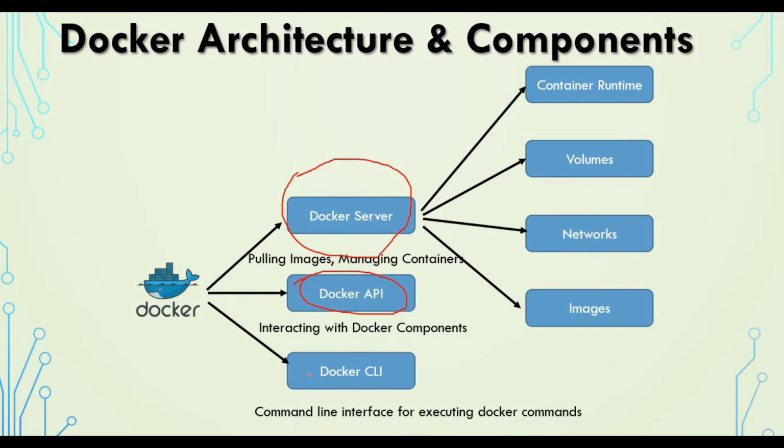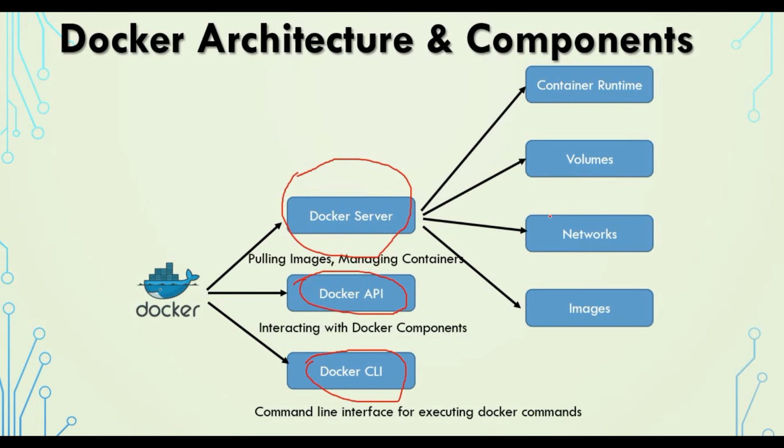This is the main part of Docker, which will be interacting with the different other components inside Docker. And then Docker CLI: CLI stands for command line interface, for executing your Docker commands. When we run some commands on your system, for example a Linux system where you have Docker set up, you need to interact with Docker. If you want to create a container, you need to tell Docker that you need to create a container. For that you'll be running some command, and that is interacted through the Docker CLI. That is where the Docker CLI comes into the picture.